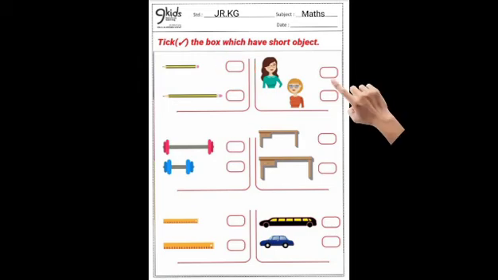In the next picture, you can see two girls. One girl has long hair and the other girl has short hair. Now tell me where we will put a tick mark? Yes, we will put a tick mark where the girl is having short hair. Kids, like this you can complete your worksheet. I hope you understood this concept with these examples and you will try to do this worksheet by yourself.